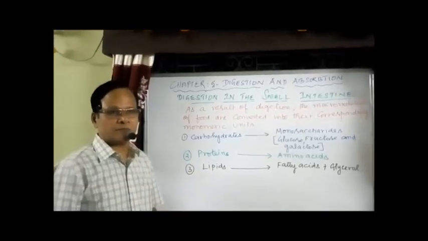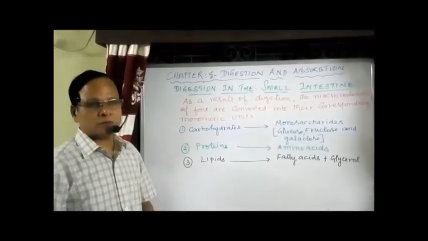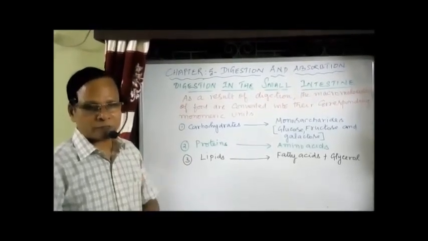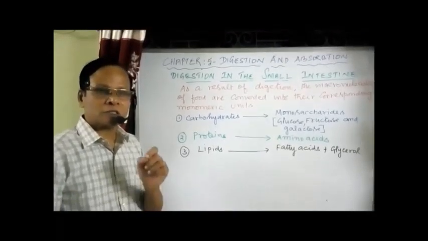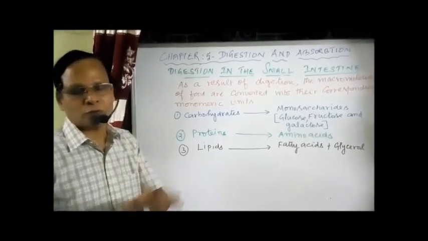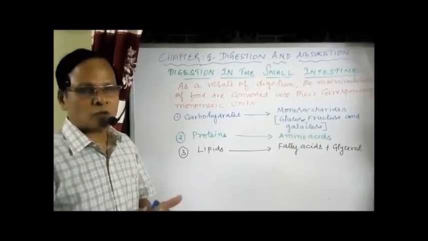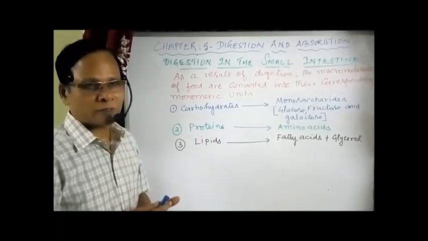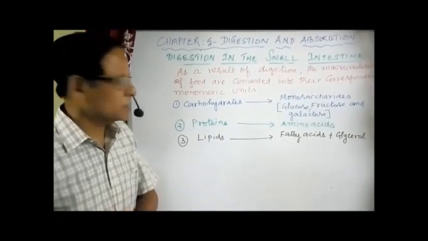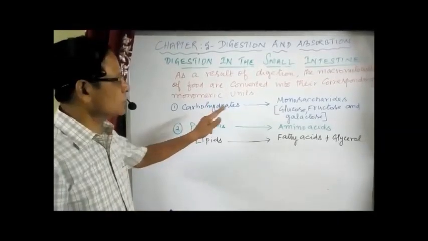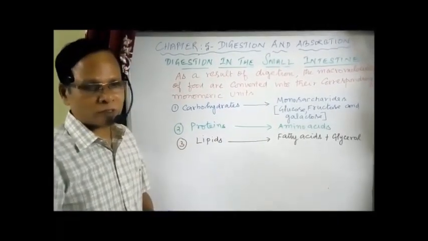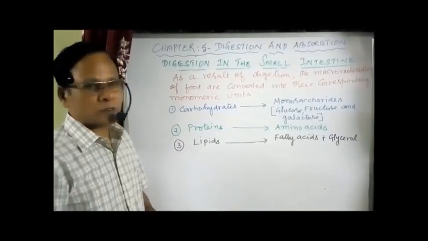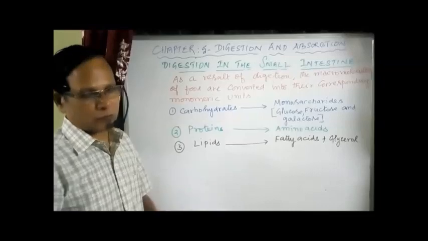As a result of digestion, the complex macromolecules of food like carbohydrates, proteins and lipids are converted into their corresponding monomeric, simpler units, because the complex food macromolecules are polymers. For example, the carbohydrates are converted into monosaccharides, the simple sugars. We have three types of simple sugars: the hexoses glucose, fructose and galactose.